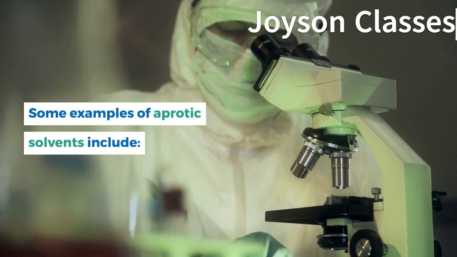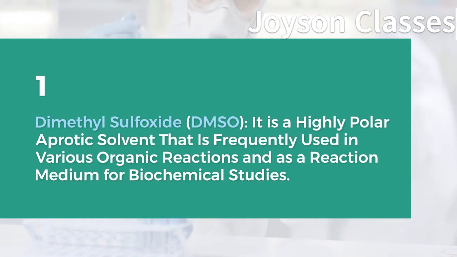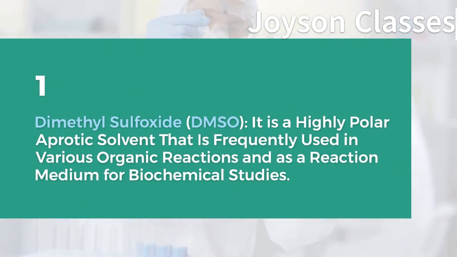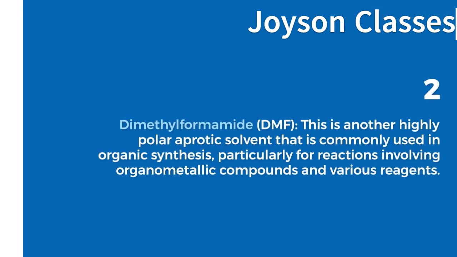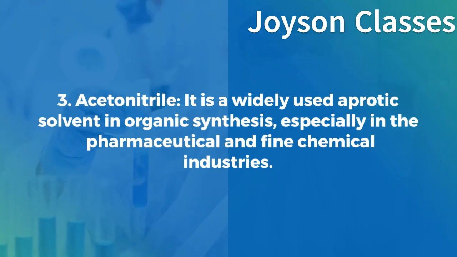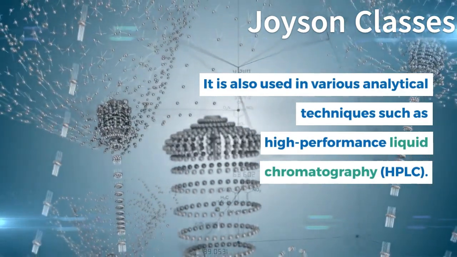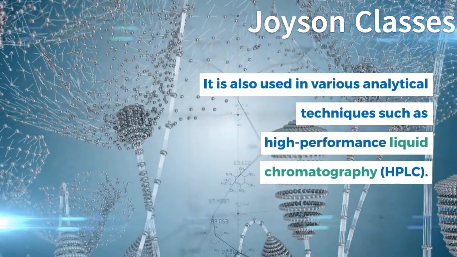Some examples of aprotic solvents include: 1. Dimethyl sulfoxide, DMSO. It is a highly polar aprotic solvent that is frequently used in various organic reactions and as a reaction medium for biochemical studies. 2. Dimethylformamide, DMF. This is another highly polar aprotic solvent that is commonly used in organic synthesis, particularly for reactions involving organometallic compounds and various reagents. 3. Acetonitrile. It is a widely used aprotic solvent in organic synthesis, especially in the pharmaceutical and fine chemical industries. It is also used in various analytical techniques such as high-performance liquid chromatography, HPLC.